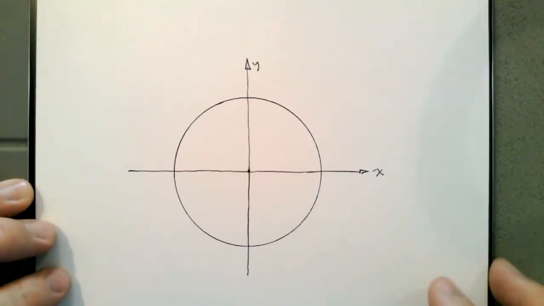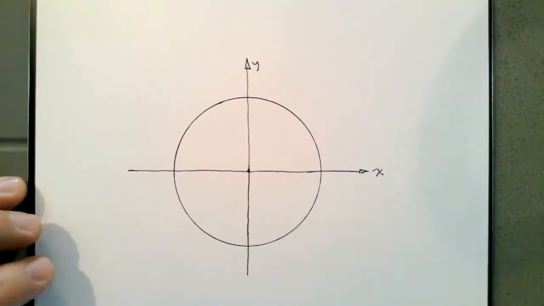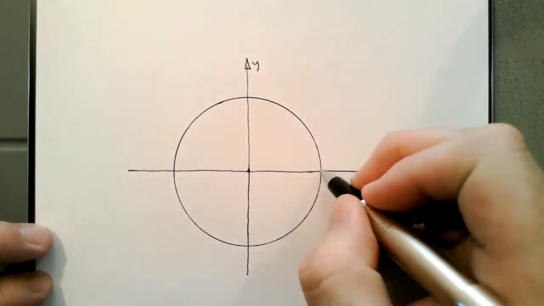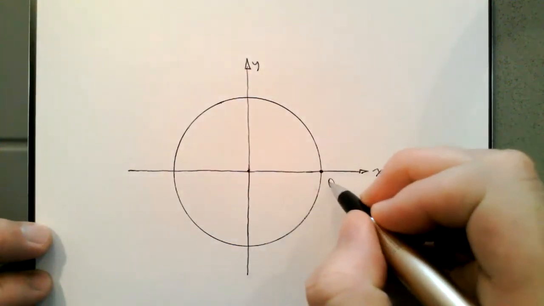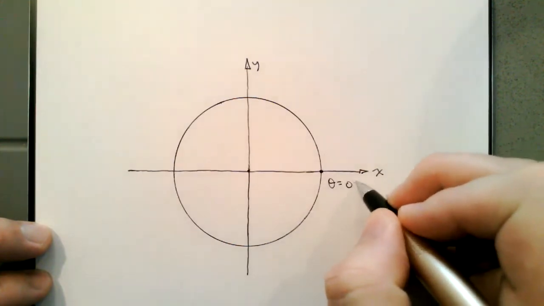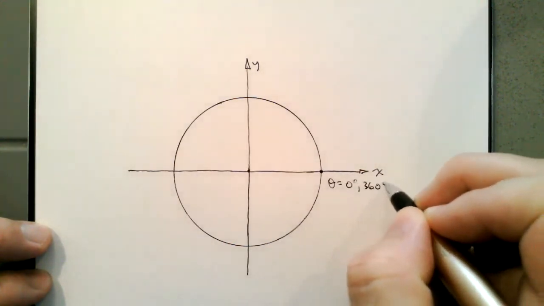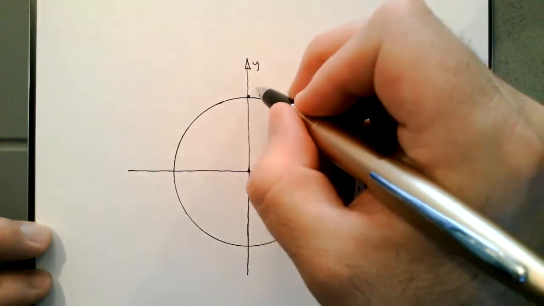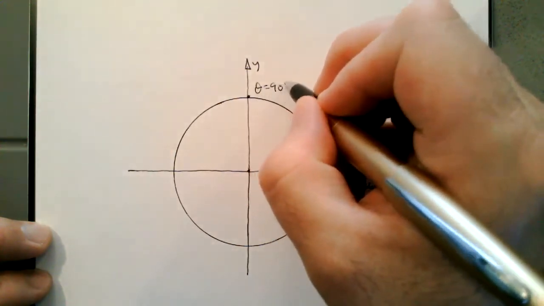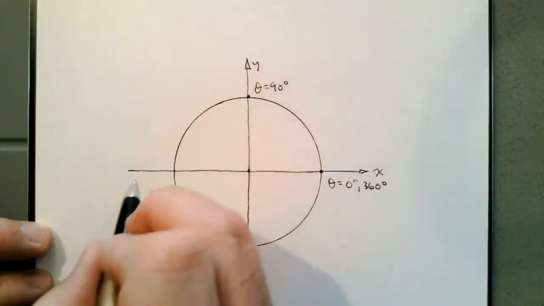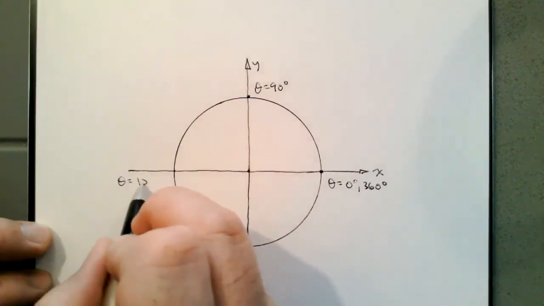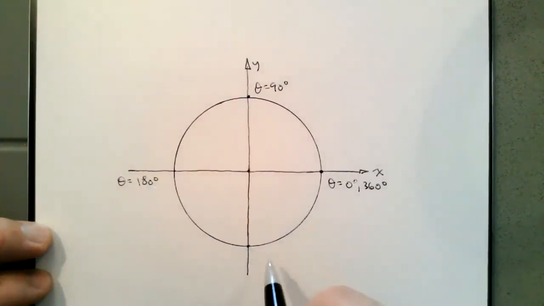All right. So this is all still the stuff we had before. I want to mark the quadrant angles where theta is 0 and 360 degrees. Up here, we have theta equals 90 degrees. Over here at this end, we have theta equal to 180 degrees. Down here, theta is equal to 270.